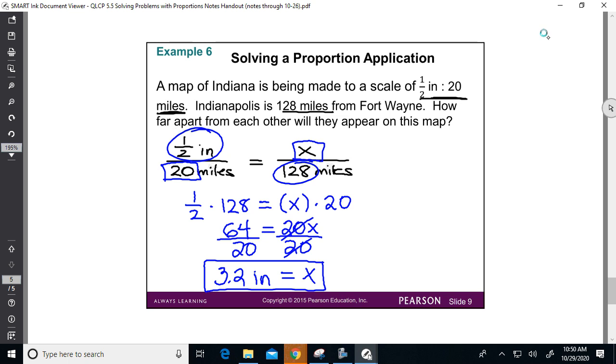So 3.2 inches is the final answer. Remember, you divide both sides by the number that's in front of x. All right, questions before we do one more example.